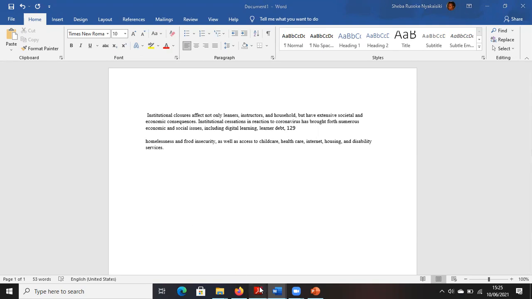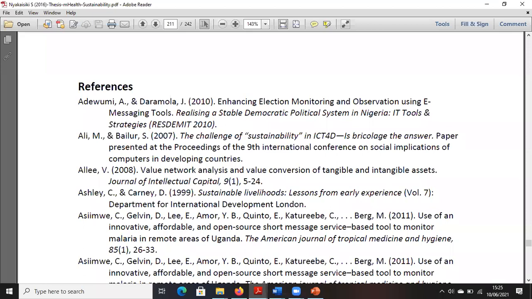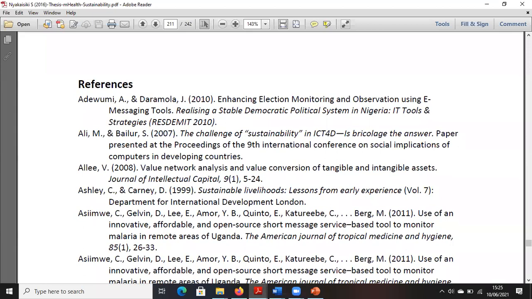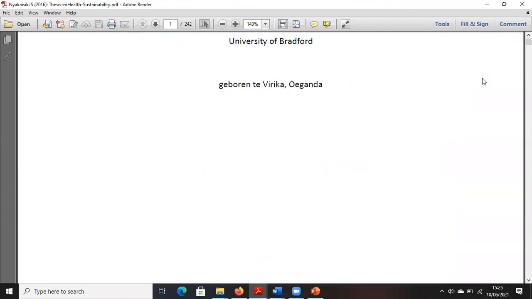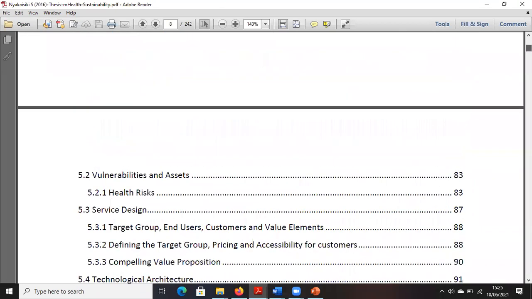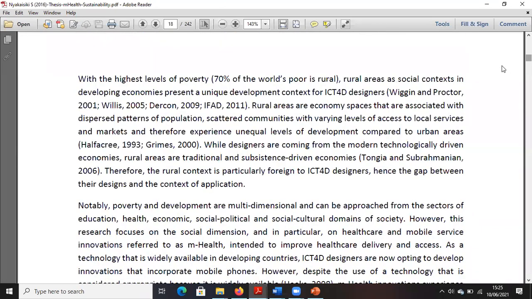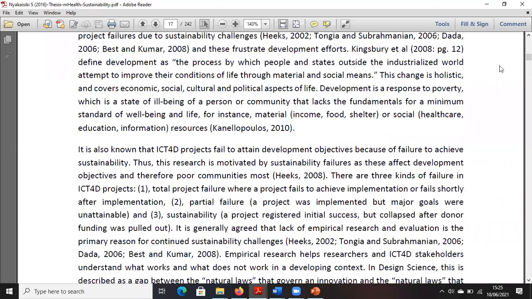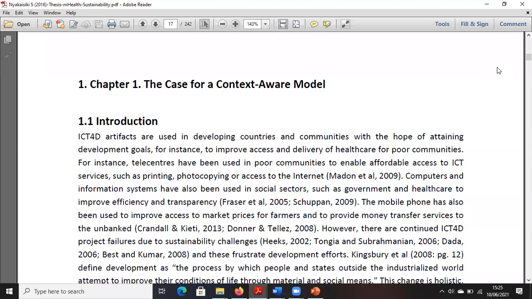Now, what is key when you're writing? I'll just show you an example from the dissertation, what I wrote myself. Sorry, let me just quickly get to that point here. Now, here I start by writing ICT for D artifacts are used in developing communities with the hope of attaining development goals. For instance, to improve access and delivery of healthcare. Then I say, for instance, telecenters have been used, and so on.